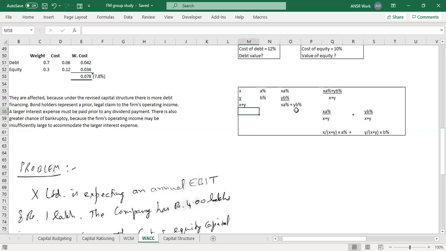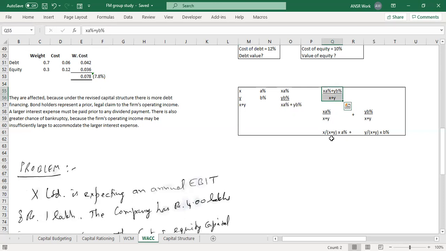Now, in order to calculate the WACC, we divide those: X A percent plus Y B percent, whole divided by X plus Y. Let's segregate these two. This part becomes X A percent divided by X plus Y. The other part becomes Y B percent divided by X plus Y. Any doubts until this point? Basic mathematics.